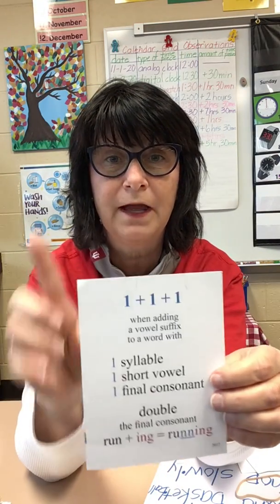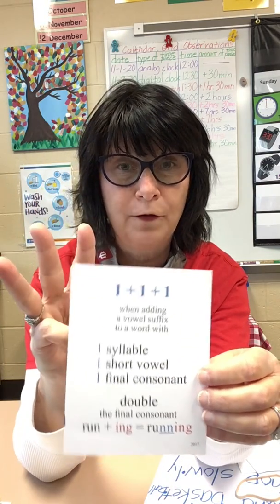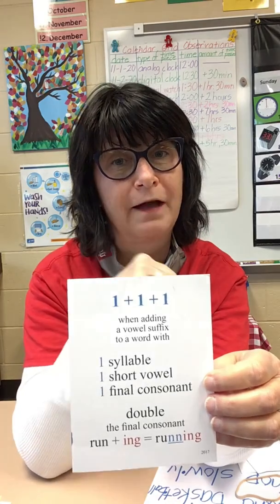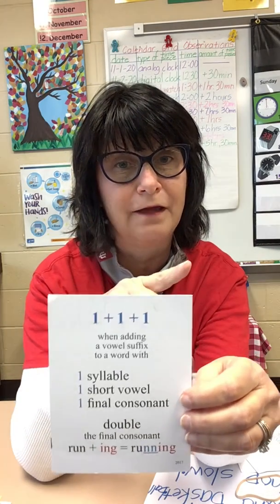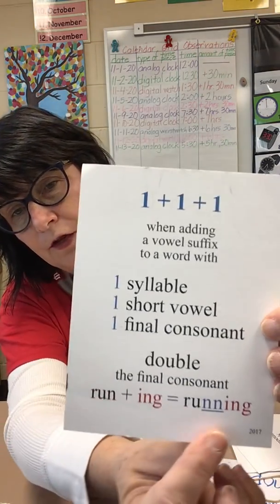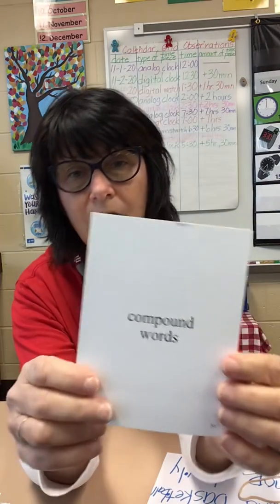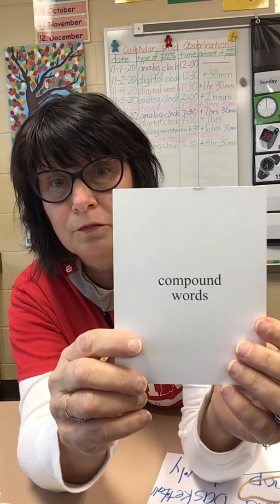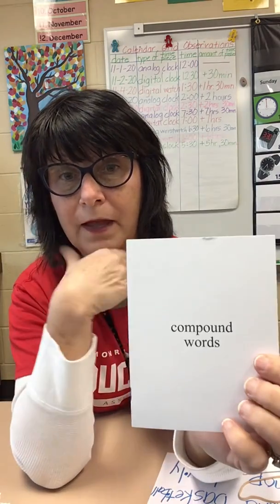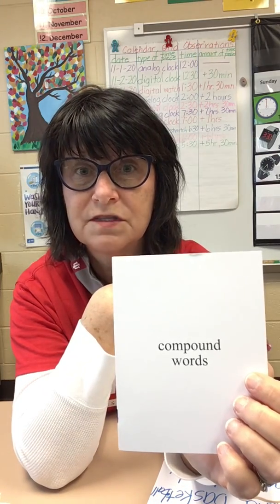All right. Remember the 1+1+1? If it has one syllable, one short vowel, and one final consonant, you have to double that final consonant before you add a vowel suffix. An example is run, turning into running. See where they double it? Compound words are when you have two smaller words that you put together to make one larger word. An example would be sunrise.